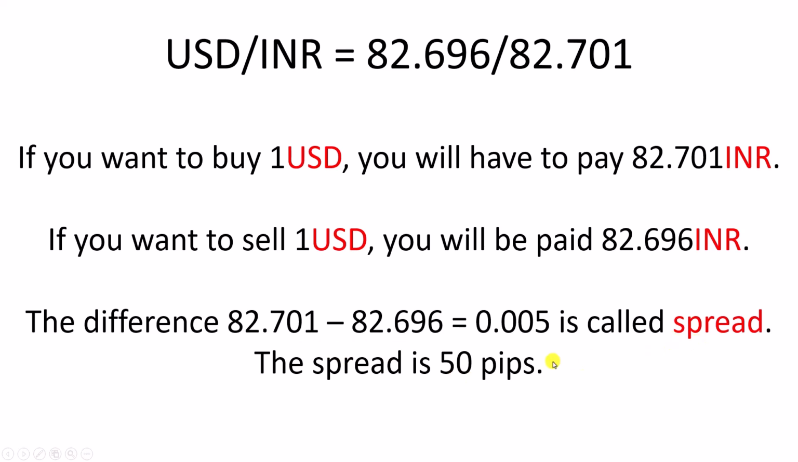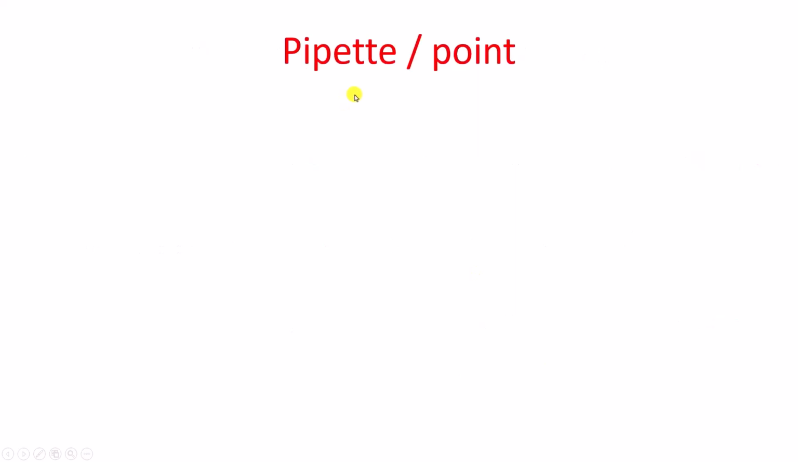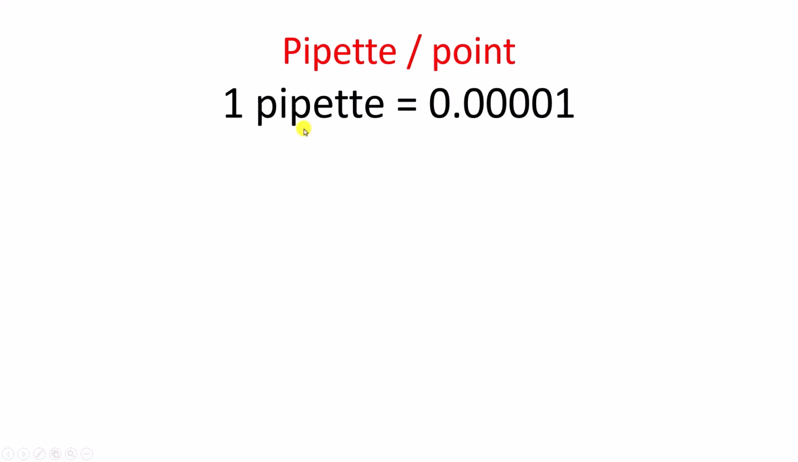Now everything was working fine with the pips, but then to make the value more accurate, the pipette or point was introduced. Now 1 pipette is equal to this much, 0.00001.